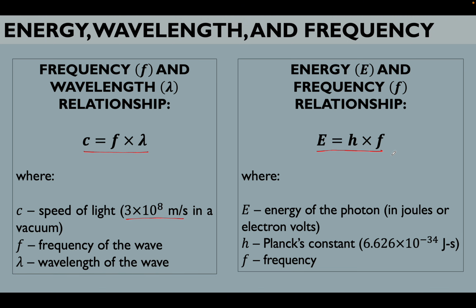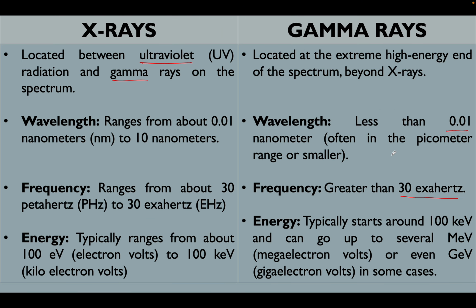Now, if you notice, X-rays and gamma rays have some of the shortest wavelengths and highest frequencies on the electromagnetic spectrum, which means they also have very high energy. So their energy levels are really big. Okay. Now, what are the differences between X-rays and gamma rays?